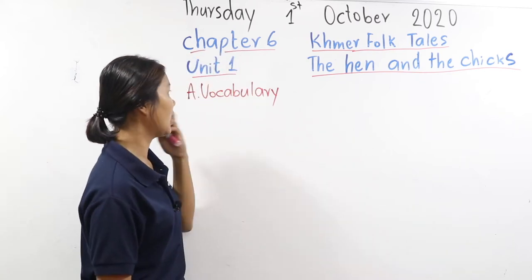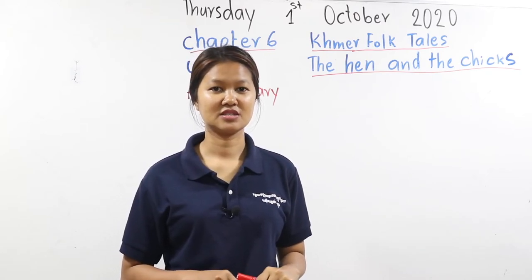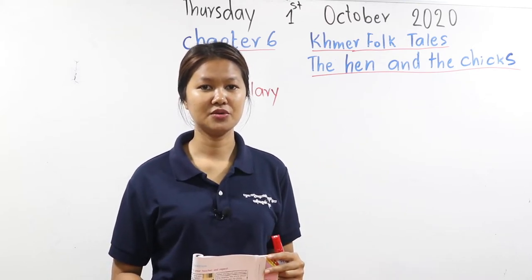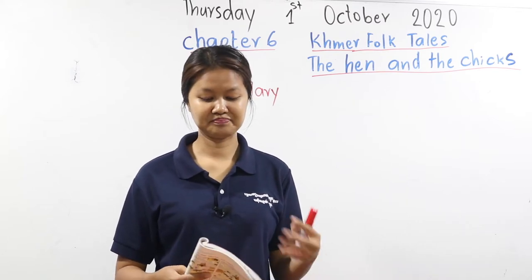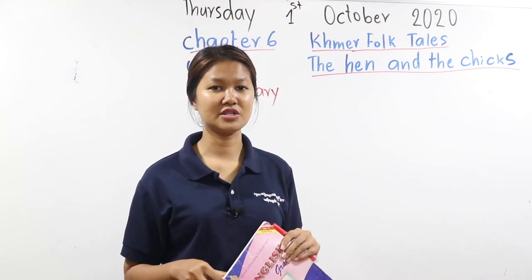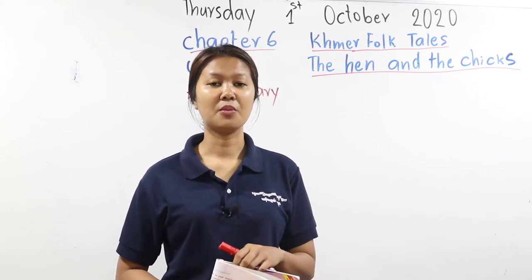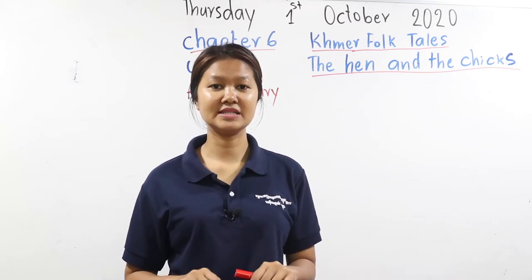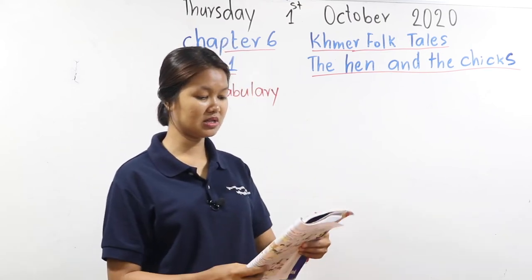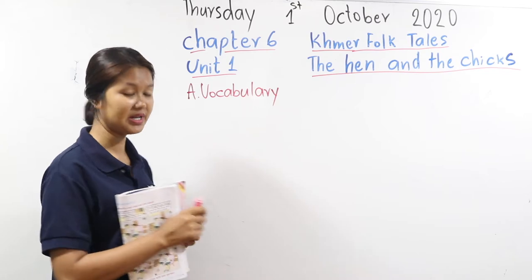Okay? So in this video, as I told you before, I will speak more English. And I will not translate the vocabulary words for you, because we already know many words already, and also the conversation we're not gonna translate. Okay, so in this chapter we will speak more English so that you can practice listening in English. Okay, so in this unit, Unit 1, the hen and its chicks. Vocabulary, we have 6 words.